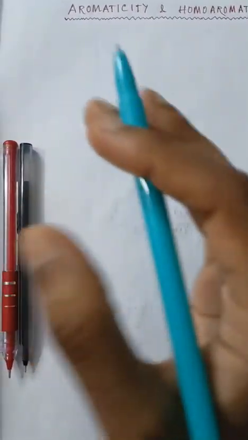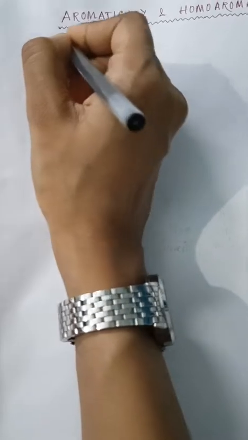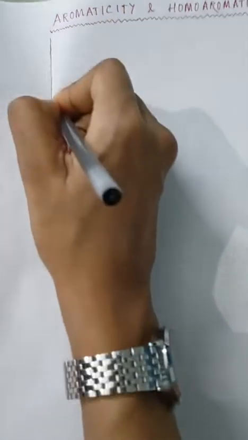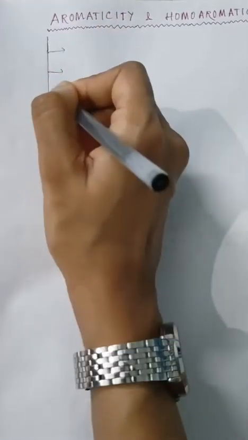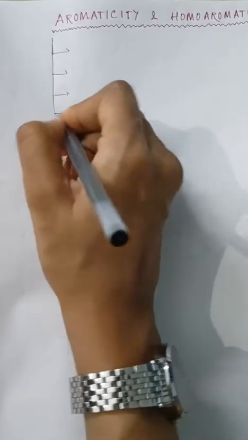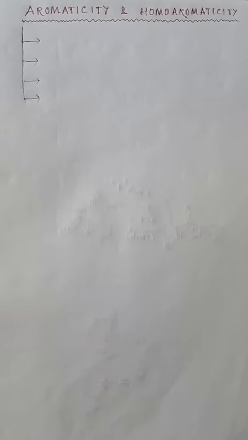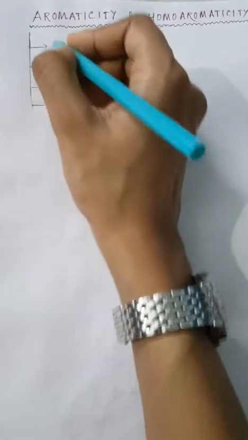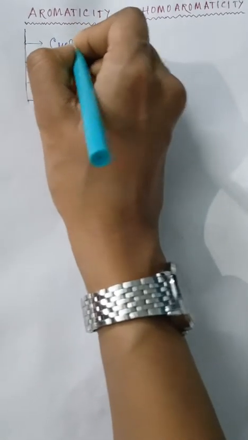Now, what are aromatic compounds actually? In very easy language, for a compound to be aromatic, it must satisfy these four conditions. If a compound satisfies these four conditions, then it is aromatic. First one is, it must be cyclic.